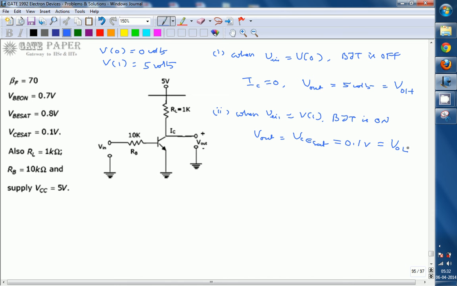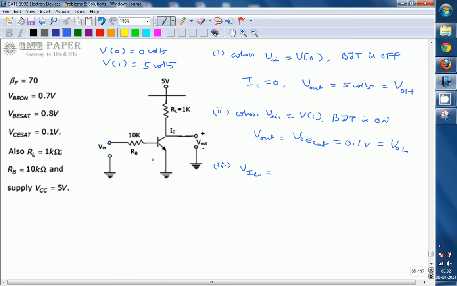Next, minimum input possible, VIL maximum. Okay, third one, VIL is nothing but the maximum acceptable input. Maximum acceptable input is nothing but the utmost input you can get, so that if it is just above that one, it will be going into the undefined region. Otherwise you can assume that the transistor is going into on condition.